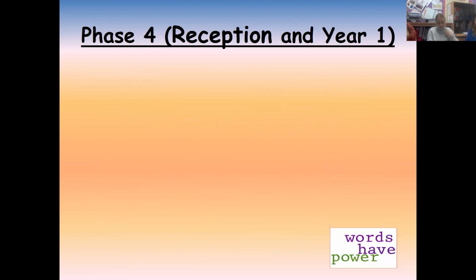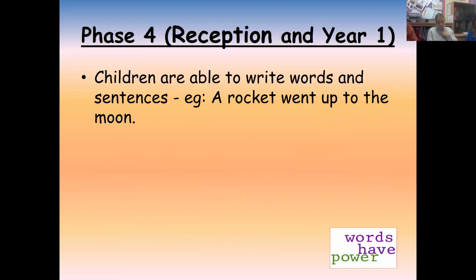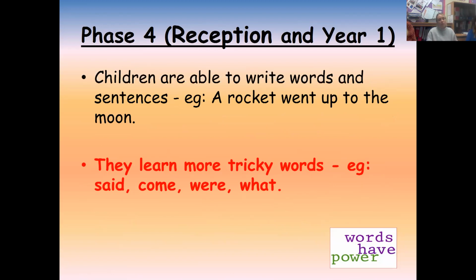And still sticking with phase 4, children are able to write words and sentences, so they'll be introduced to writing short sentences like a rocket went up to the moon, and they will also learn more tricky words, for example, said, come, where and what, to include in those sentences.